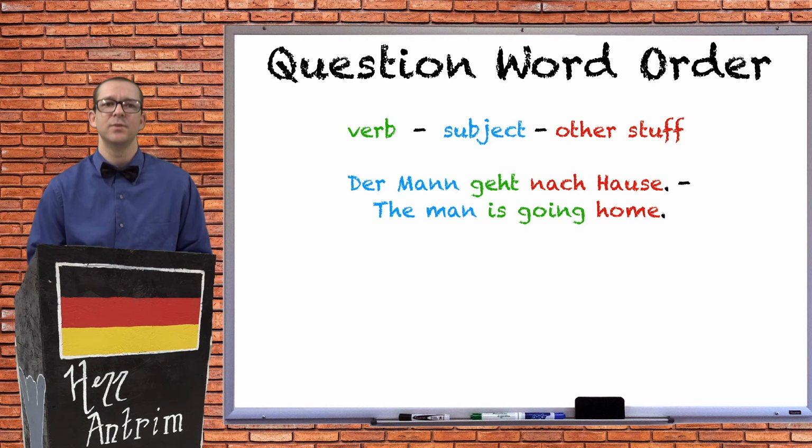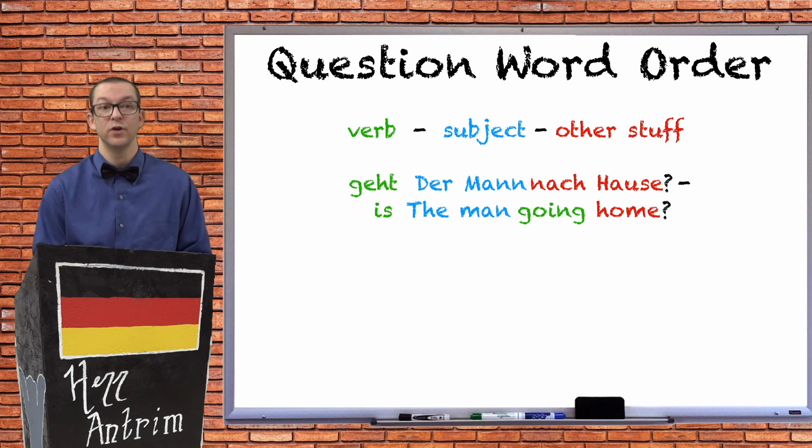Let's move back to the example of Der Mann geht nach Hause. To make a question out of this, we move the verb geht to the first position. Now our sentence is, Geht der Mann nach Hause? Is the man going home? Geht is your verb, der Mann is still your subject, and nach Hause is still your other stuff. They just switched the word order on the first two things.